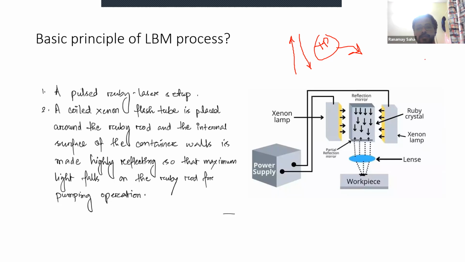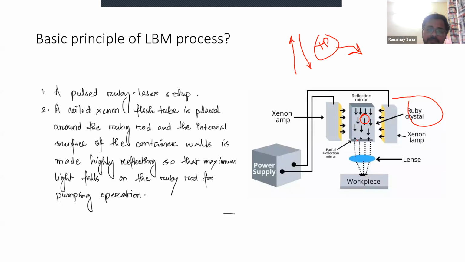So you can have a look at the diagram, the schematic representation of the process on the right-hand side of the slide. You have a pulsed Ruby laser setup, which is a typical laser system. There is a Ruby crystal at the center, and we have a xenon lamp or xenon flash tube which coils around the entire Ruby crystal. The xenon lamp consists of a highly reflecting internal surface.